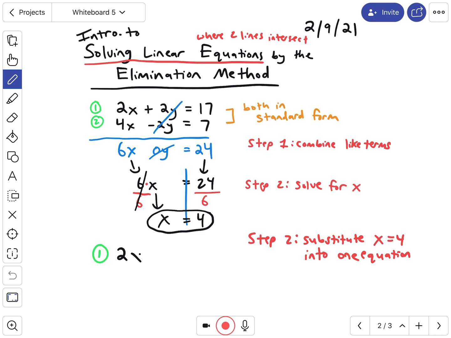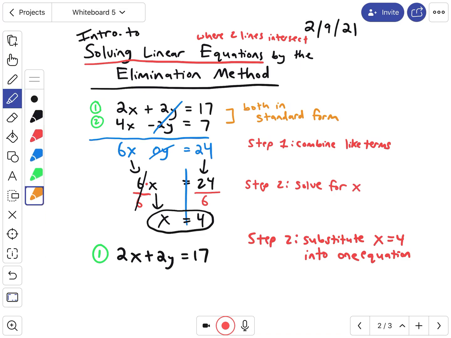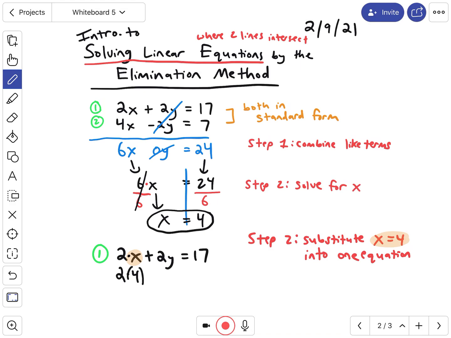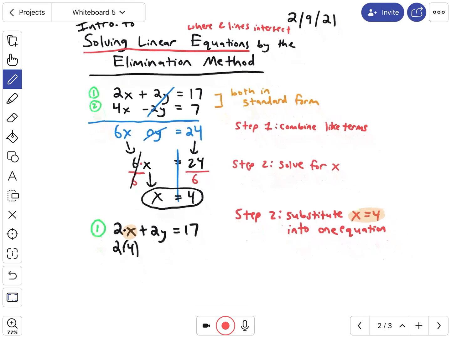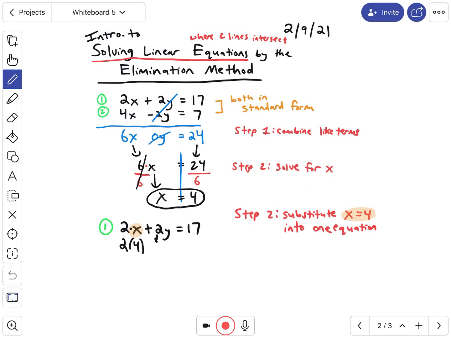So I'm just going to rewrite this first equation from up here, and I'm going to, again, label it as equation 1. And I'm going to substitute x equals 4. So that means wherever you see x, you're going to put in the 4. Because it's 2 times x, the 2 and the x are touching, I'm going to do 2 times 4. A lot of times students choose to put parentheses around it if you substitute, and that's okay to do as well. And then I'm just going to bring down the plus 2y, bring down the equal sign, bring down the number. So that's all I did here, was I substituted x equals 4 right here.